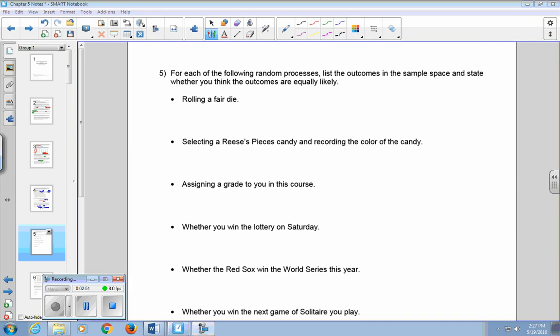Okay, for number 5, you may want to press pause and give this one a try before you press play again. For each of the following random processes, list the outcomes in the sample space and state whether you think the outcomes are equally likely. So for rolling a fair die, our sample space are the outcomes 1, 2, 3, 4, 5, and 6. And since we're told that this is a fair die, we can conclude that these 6 outcomes are equally likely. If it were an unfair die, then we would not know for sure.